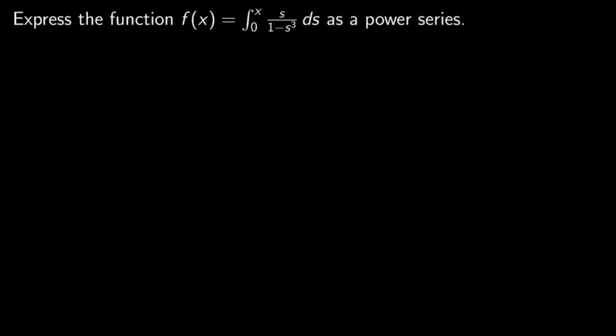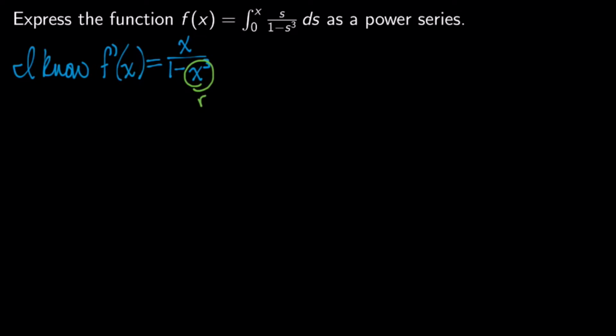So if you go back to fundamental theorem of calculus part 1, what it says is f prime of x, when f is written this way, the derivative is this expression with x plugged in. So straight up, I know that f prime of x is equal to x over 1 minus x cubed. Much friendlier, right? And actually, really easy.